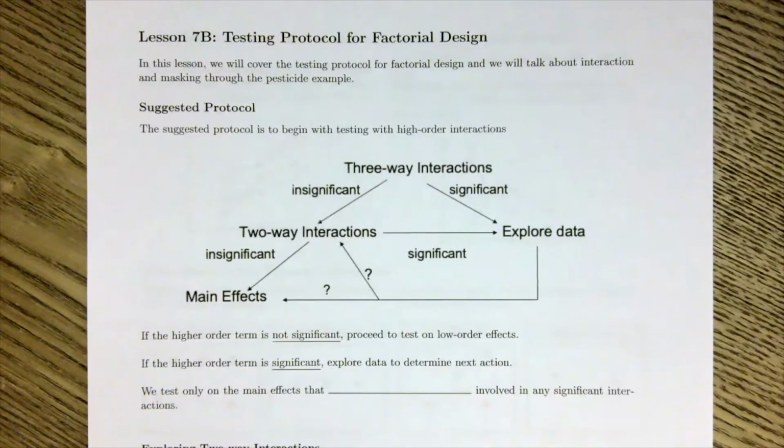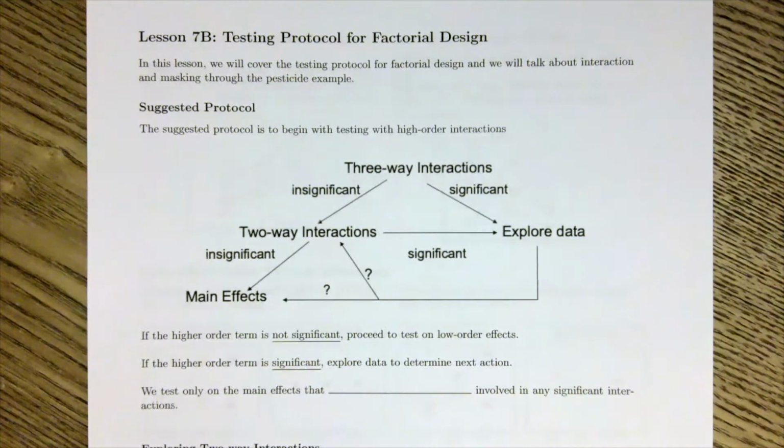Welcome back. In this lesson, we'll be covering the testing protocol for factorial designs, where we're going to be talking about how we step through once we have the ANOVA table, and we're going to be introducing new terminologies like separation and masking. We'll be doing this through the pesticide example. So let's start with what the suggested protocol for factorial designs is.